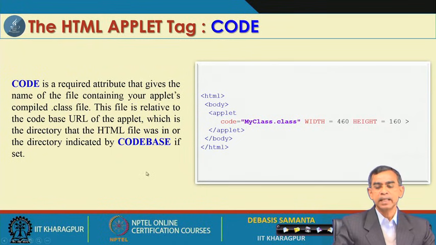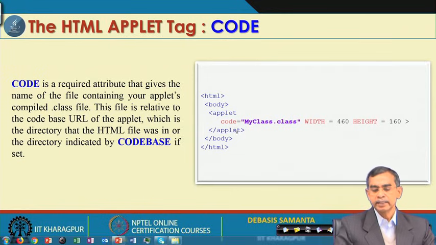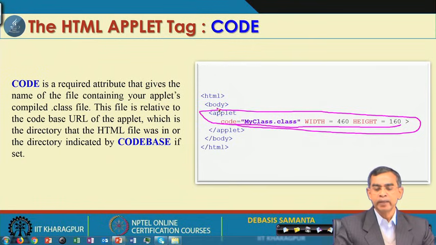Now, first is the code, as we have learned. Within this applet, the code indicates the class file that you want to include, along with the width and height specification. So, this is the minimum that your applet tag should have to run an applet.